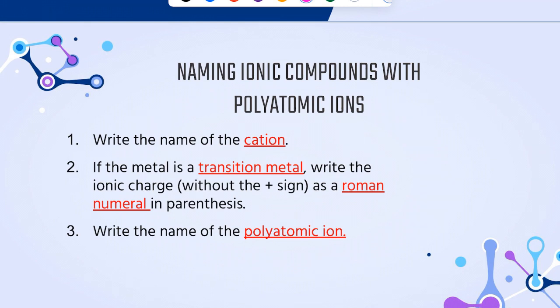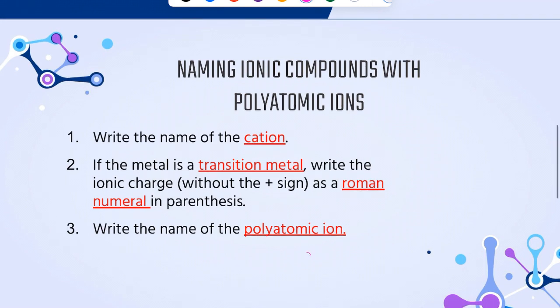First, we write the name of the cation. And again, we always want to ask ourselves, is that cation a transition metal? And if it is, then you need a Roman numeral. And then now, instead of worrying about what the name of the anion is by looking at the periodic table, we'll look at the list of polyatomic ions on the back of our periodic table and just write the name of that. And what's important to note is that we are not going to change the ending.